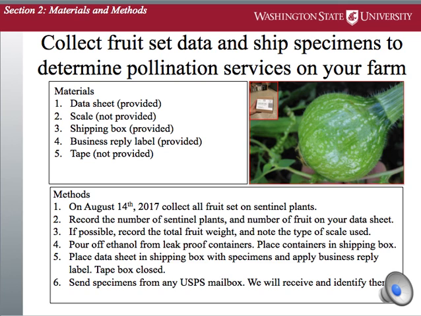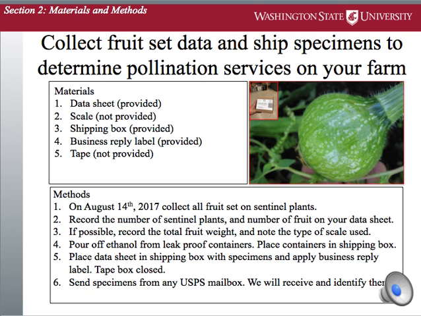After you've done that, you can just fold up that data sheet and put it in the shipping box that I've provided for you. Then you need to pour off your Everclear from the leak-proof containers. Like I said, we can't ship ethanol or anything flammable through the mail, so pour off the ethanol and give your filters a little squeeze so there's no more ethanol left in them, and then cap them up tightly and place them in the shipping box.